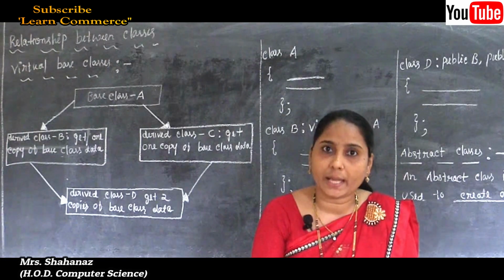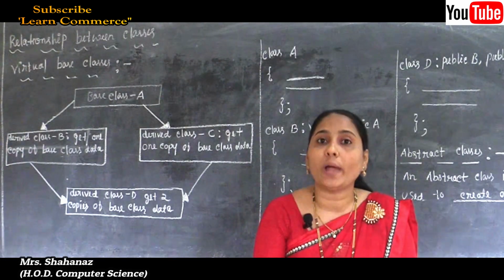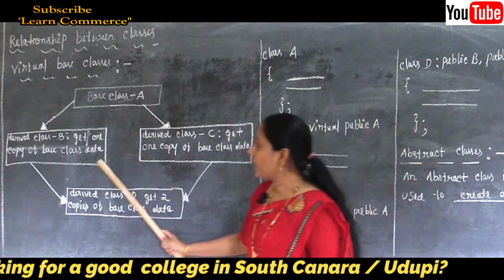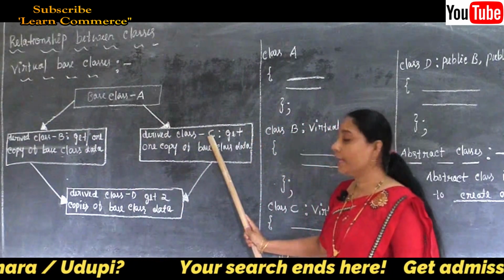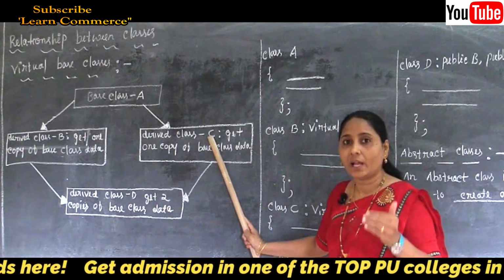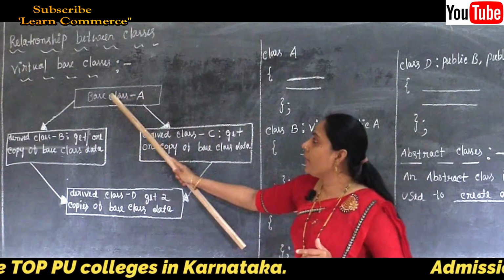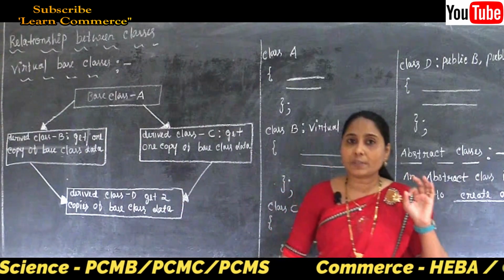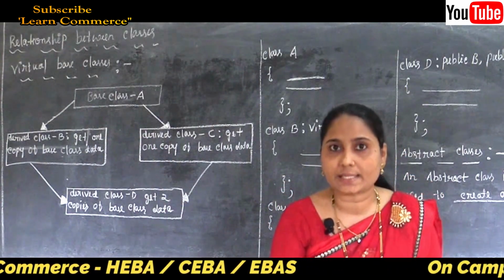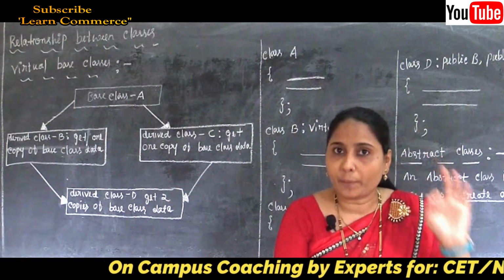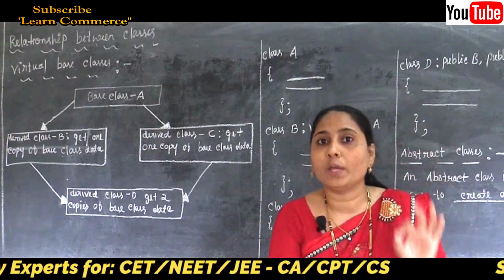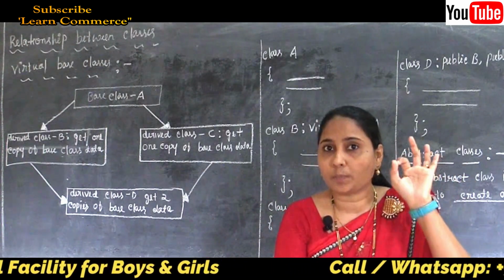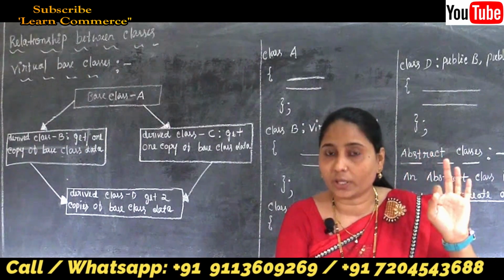In public inheritance of the base class, we can shift it to anywhere, correct? So in public inheritance, the derived classes, that means B and C, inherit. Inherit means sharing, or getting one copy of the base class data, correct? Why? Because the visibility mode in this example is public, and we already know the rule of the public mode: the public of the base class can be shifted to anywhere.